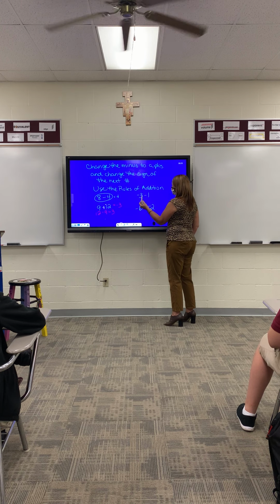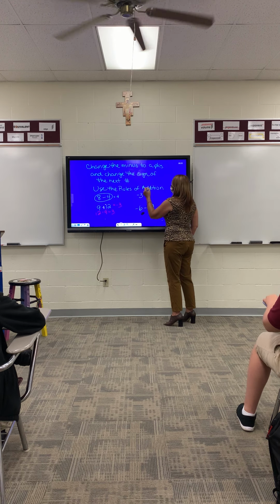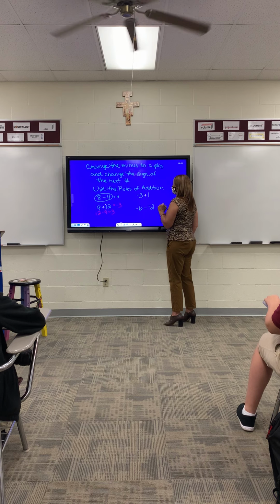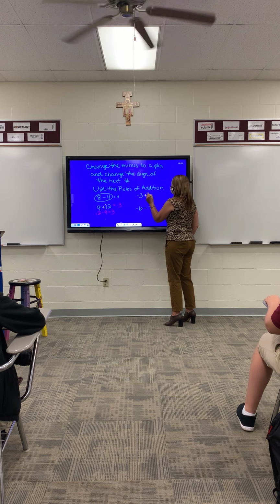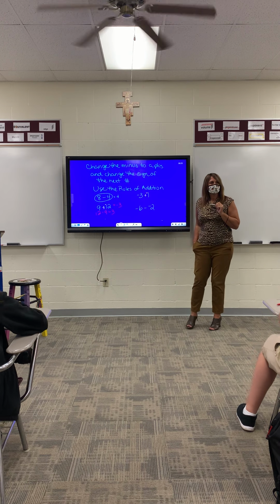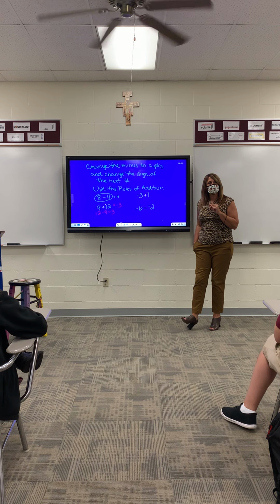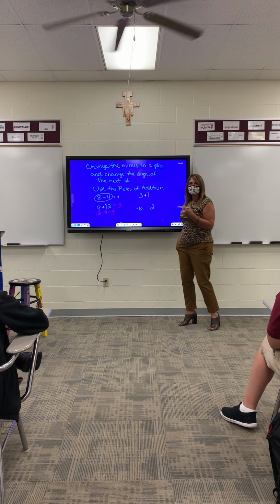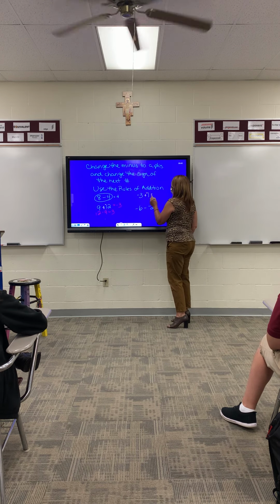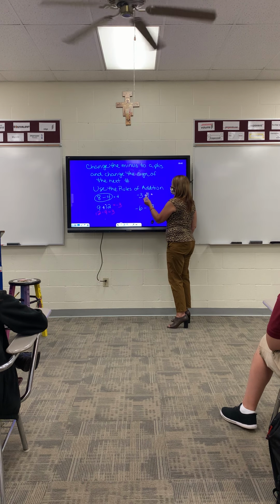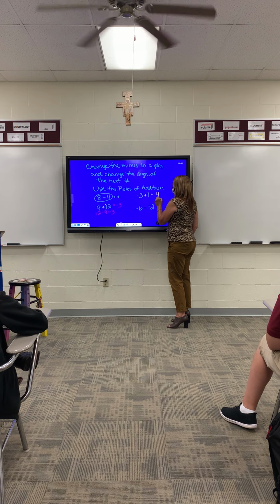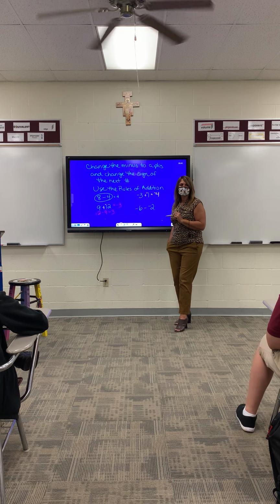Negative 3 minus 1. Change the minus to a plus. Change the sign of the next number. So negative 3 minus 1 is the same as negative 3 plus negative 1. Signs are now the same. Add and keep the sign.